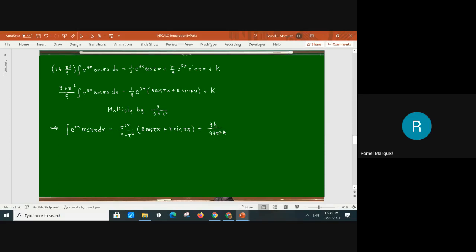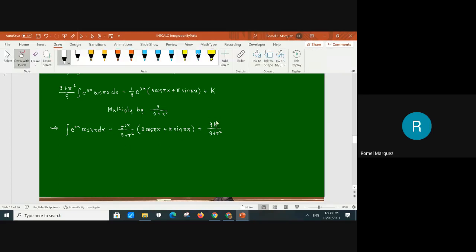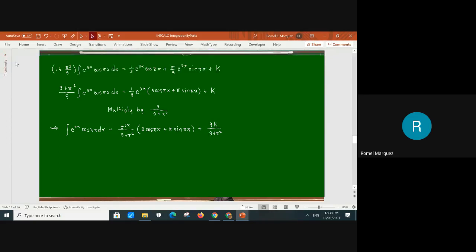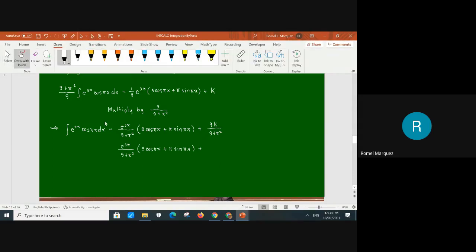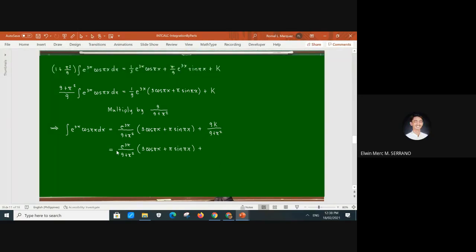But we want our constant to be in simplest form. The derivative of that constant is 0, so I can represent it by a simpler constant, and let it be c. So plus c. Again, if I write c to be equal to 9k over 9 plus pi squared, then I will have this as my final answer.